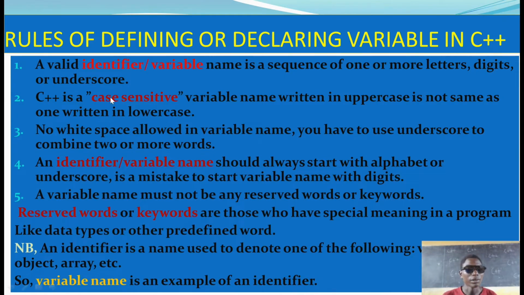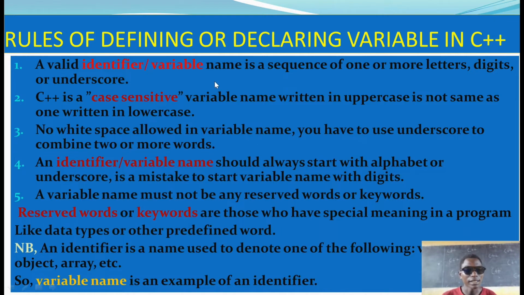So, we have also seen the rules of declaring a variable in C++. There are 5 rules that you have to keep in mind when you're declaring a variable in C++. Let's start with the first one. A valid identifier or variable name is a sequence of one or more letters, digits, or underscores. This means that a variable name can contain letters, digits, and underscores.